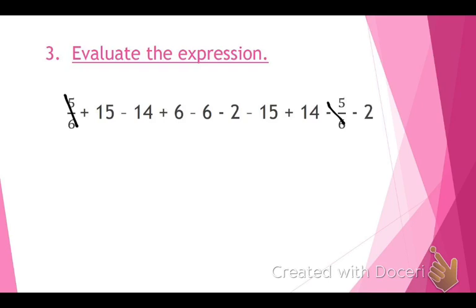What's the next number you have there? 15. What's the opposite of 15? Okay, 15 and -15. Next up, what's the number? 14. Not just 14. Remember, every number has a sign, and where's the sign at? Directly in front of the number, okay? So we've got -14. What's the opposite of -14? +14. Cross them out. -14, +14. What's the next number you see there? 6. The opposite is? Do you see a -6 up there?